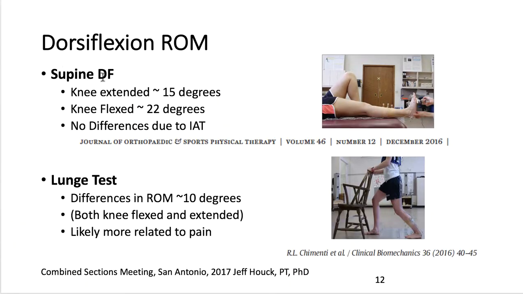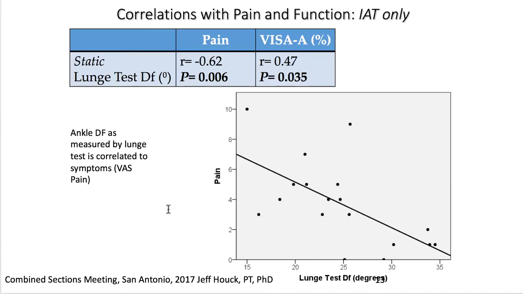So the supine dorsiflexion readings showed no difference between the IAT participants and the healthy participants, suggesting musculotendon length of the triceps surae muscle was not affected by IAT and that it was not contributing to IAT. The lunge test showed us some difference. There was a different amount of dorsiflexion with the knee bent and flexed, but we think that might be more due to pain, and here's why.